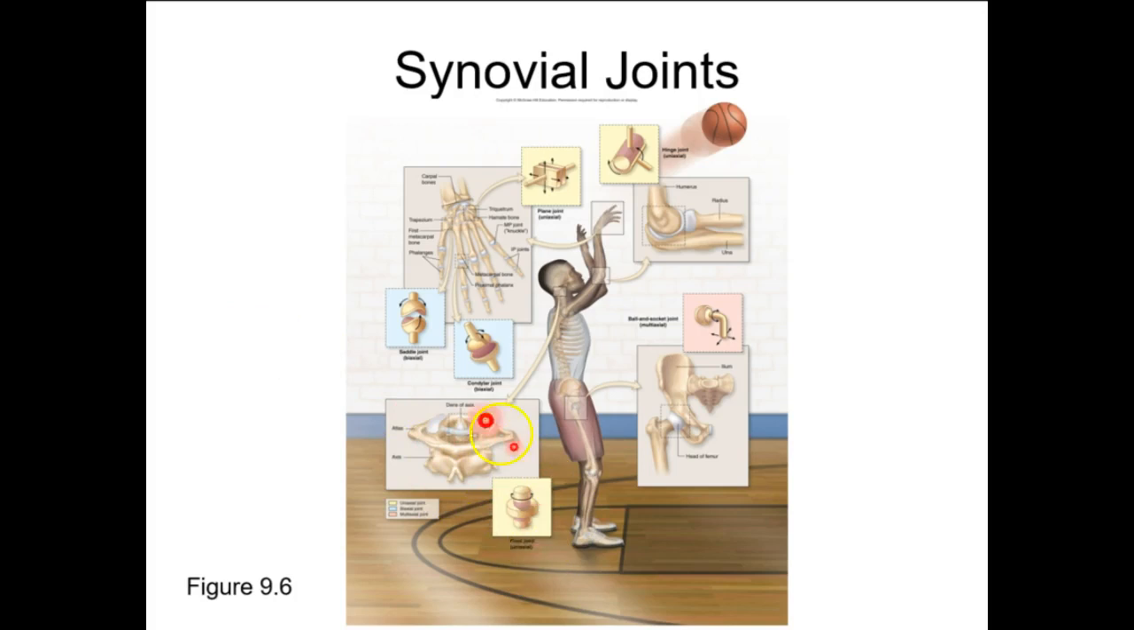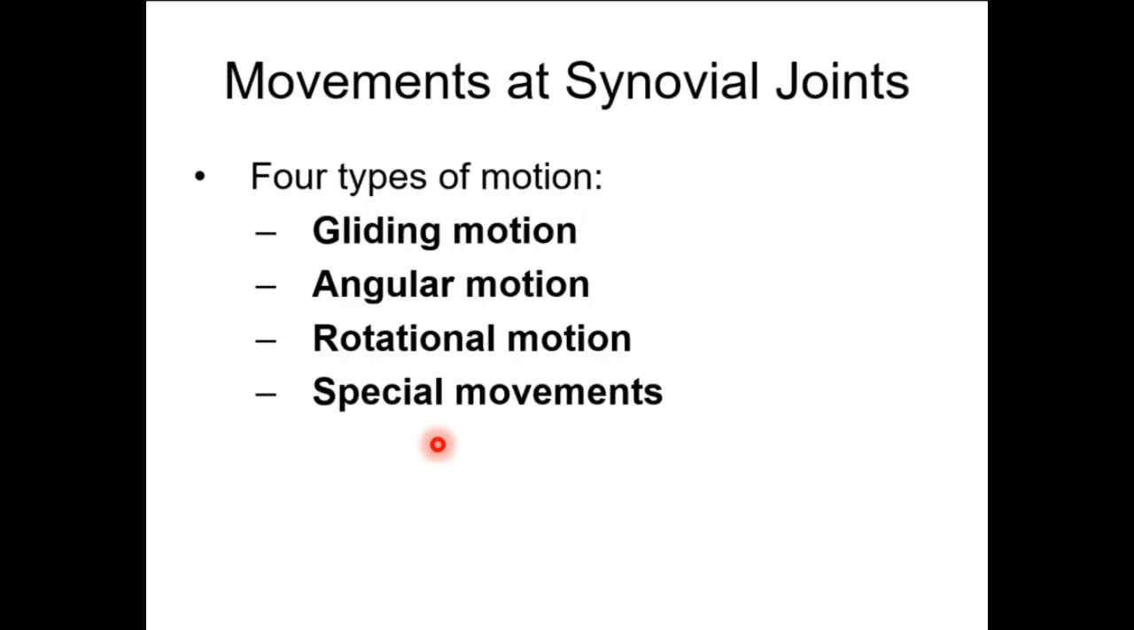And then you have, in just a couple of unique places, a pivot joint. You know about your atlas and your axis already. You know that your axis has a dens or odontoid process, like a little tooth that sticks up and then articulates against the atlas, and it lets you pivot your head and say no. So that's a pivot joint. Altogether, those types of motion are gliding, angular, rotational, or special, or just other.